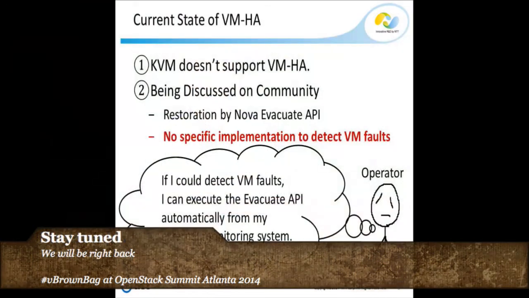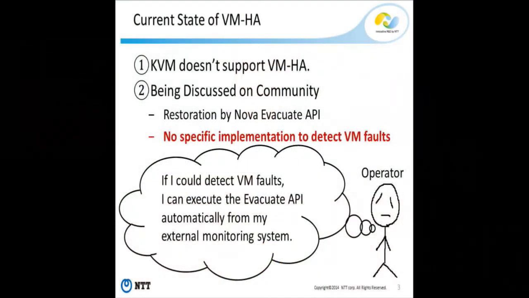First, I'd like to begin by outlining the current state of VMHA. 1. We are using KVM as the hypervisor of the compute node, and it's a very popular environment. However, KVM doesn't support hypervisor level VMHA. So we need to solve the problem with some other modules or processes and OpenStack.